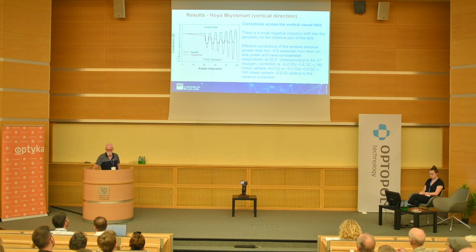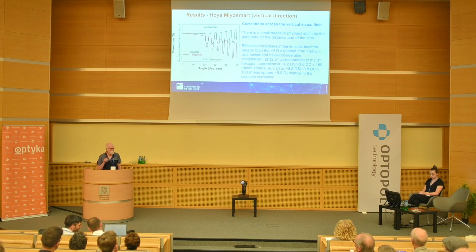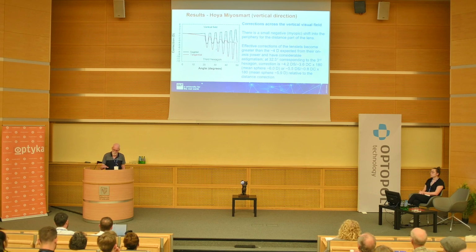Okay, let's go through some results, and we'll do the Hoya lens first, and then the Essilor lens. Firstly, this is showing corrections across the vertical visual field. I must emphasise that what I'm showing you are corrections. So if you've got a lens that's 4 dioptres in power, then the correction is about -4 dioptres. Anyway, you can see away from the axis that the powers get very high. If you just look at the distance part of the lenses, the bit without the big dips, overall you have a slightly negative power out into the periphery.